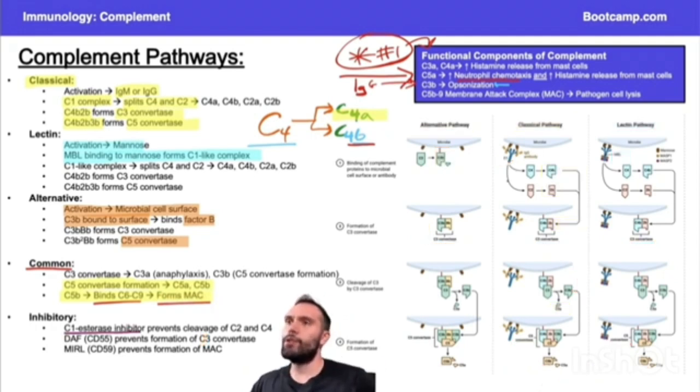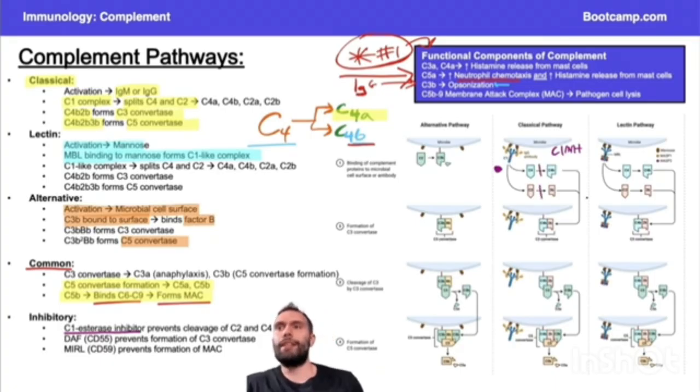Okay, so the C1 esterase inhibitor, and we'll talk about the relevancy of this with C1 esterase inhibitor deficiency, is going to prevent this first step. So if I put C1 inhibitor here, it would essentially inhibit what this C1 component is doing. And what is it doing? It's cleaving C4 and C2, right? So it's inhibiting this step.